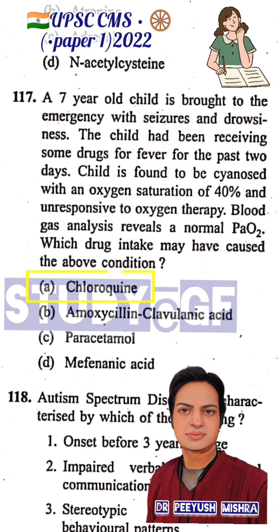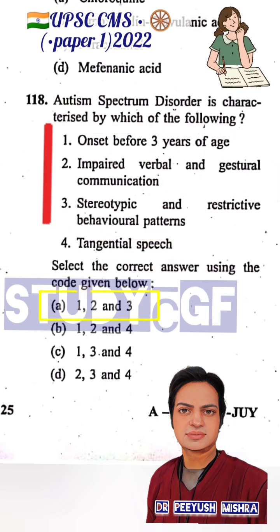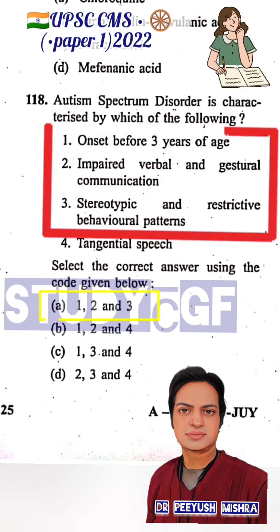A 7-year-old child is brought to emergency with seizures and drowsiness. The child had been receiving some drugs for fever for the past 2 days. Child is found to be cyanosed with an oxygen saturation of 40% and unresponsive to oxygen therapy. Blood gas analysis reveals a normal PaO2. Which drug intake may have caused the above condition? Chloroquine.